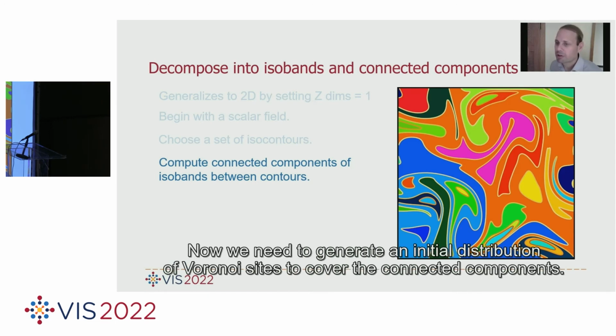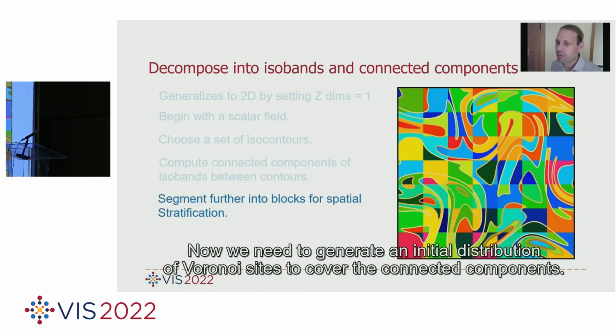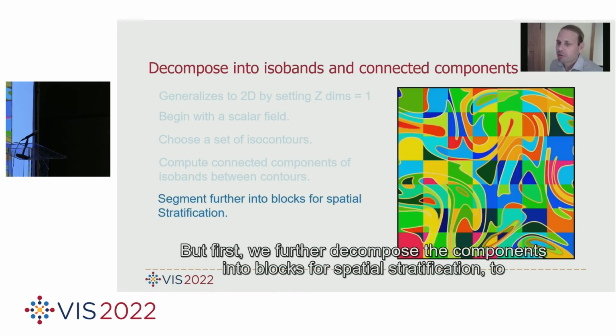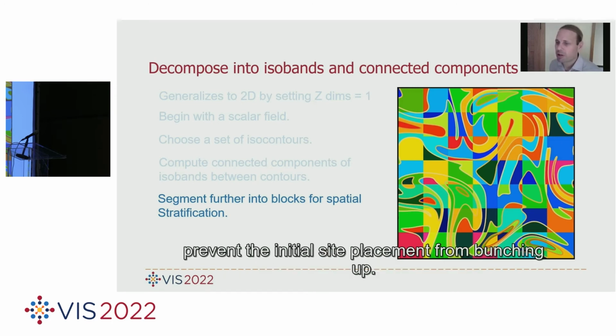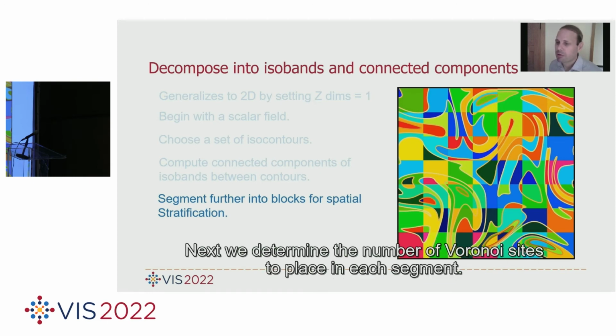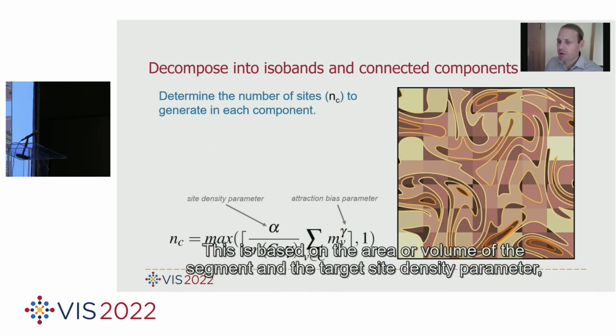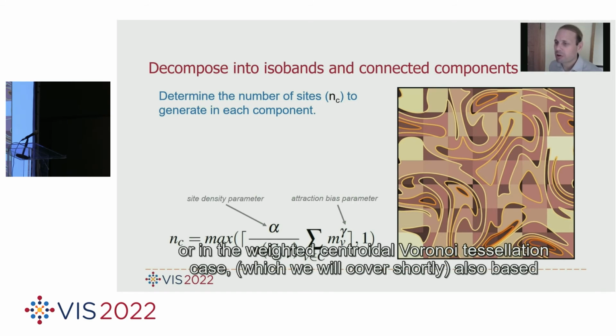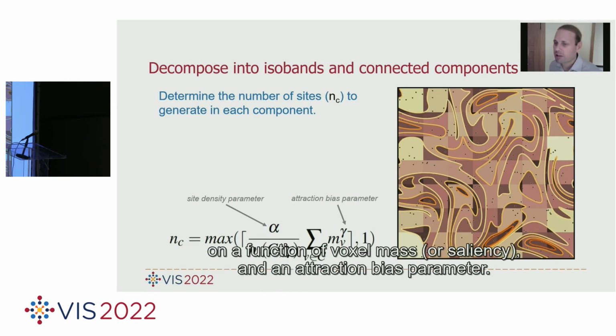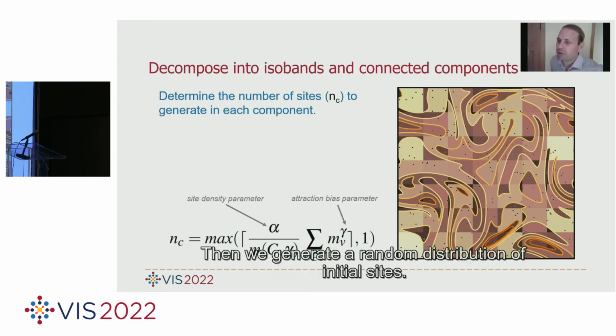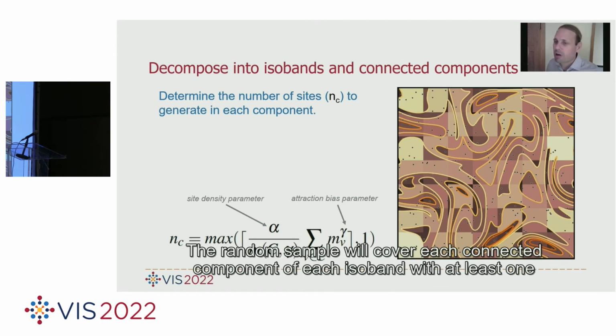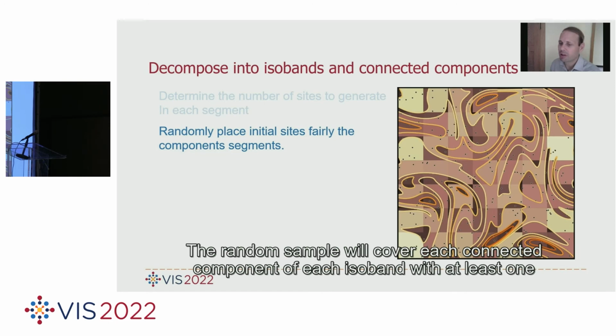Now we need to generate an initial distribution of Voronoi sites to cover the connected components. But first, we further decompose the components into blocks for spatial stratification to prevent the initial site placement from bunching up. Next, we determine the number of Voronoi sites to place in each segment. This is based on the area or volume of the segment and the target site density parameter, or in the weighted centroidal Voronoi tessellation case, which we'll cover shortly, also based on a function of voxel mass or saliency and an attraction bias parameter. Then we generate a random distribution of initial sites. The random sample will cover each connected component of each isoband with at least one site.